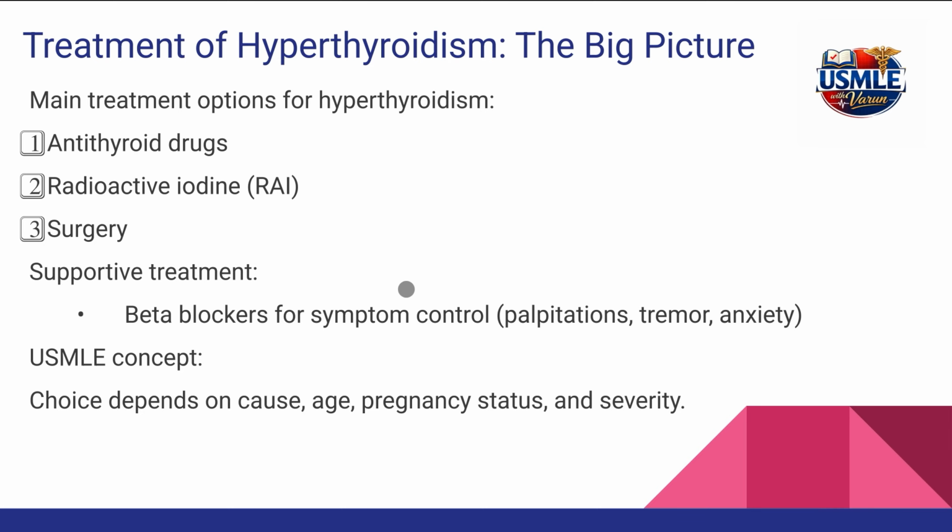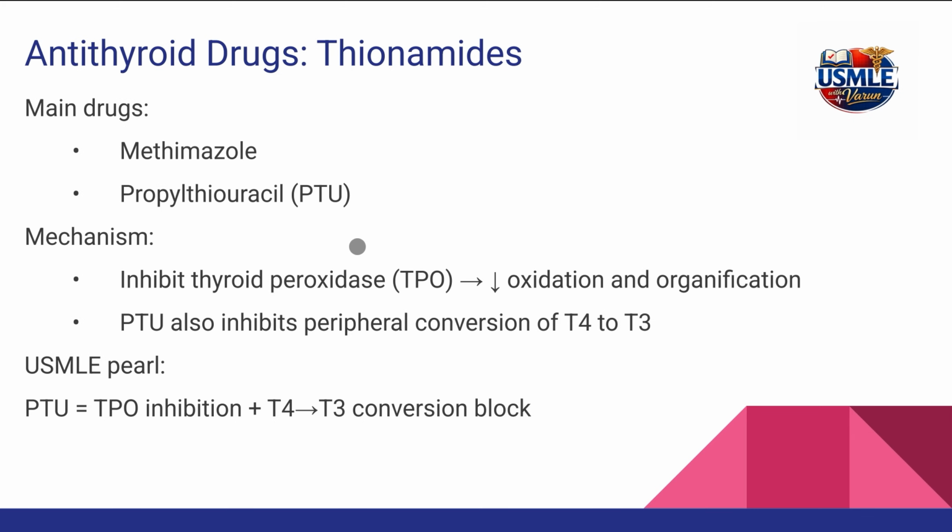So now coming to the treatment of thyroid conditions, specifically hyperthyroidism, the main options we use include anti-thyroid drugs, radioactive iodine, and surgery. Beta blockers are used for symptom control in cases of hyperthyroid conditions to control palpitations, tremor, and anxiety. So the choice depends on the cause, the age, the pregnancy status, and the severity. Taking all these into consideration, we decide which treatment option the patient should be started on.